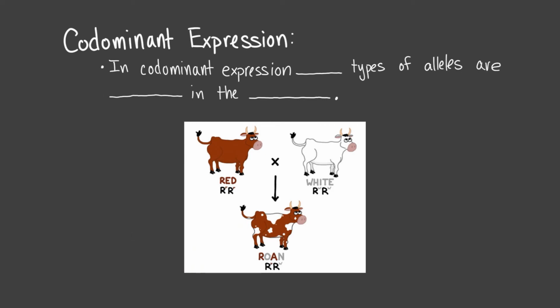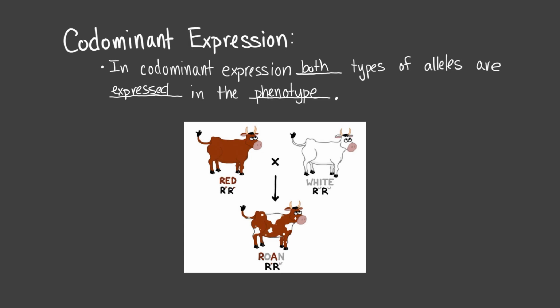Our third type of gene expression is codominant expression. In codominant expression, both types of the alleles are expressed in the phenotype, that physical trait that we actually see. What you're seeing in the picture below is a red cow bred with a white cow. This picture shows them both as bulls, which I think makes this a little bit tricky. But the offspring, importantly, shows both red and white. Both of those traits are expressed in the offspring.